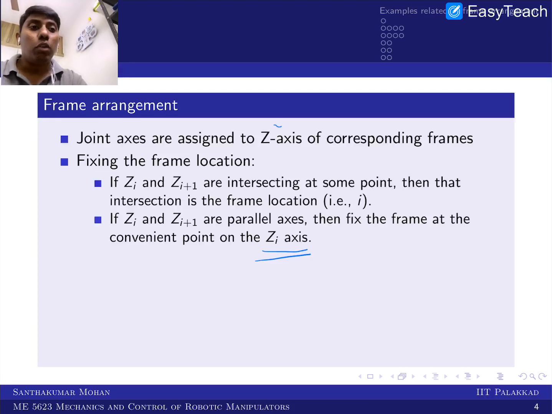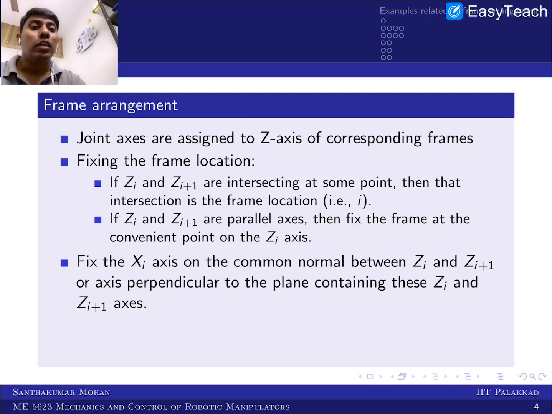So now you know what we have done. The first thing we have done is the joint axis. Whatever the manipulator is, the two bodies, how they are relatively moving, that particular axis you call the z axis. Then you have to fix the frame: the frame arrangement, where you take the intersecting point or a convenient point on the zi axis. Then what is next? zi and zi plus 1 are known, but xi is unknown, right?